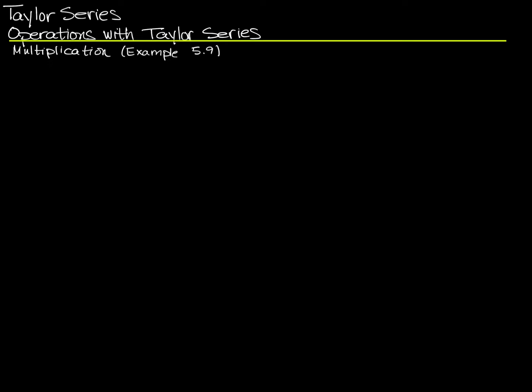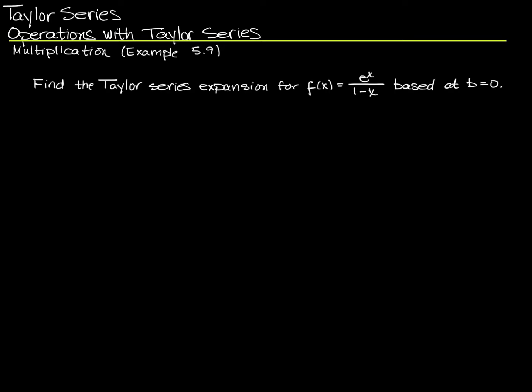In this video, we're going to be taking a look at the multiplication of two functions as a way to find the Taylor series for a function that is a little bit more complex. We'll be using example 5.9 from your course pack, and the function we're given to find the Taylor series for is this one here, e to the x over 1 minus x.